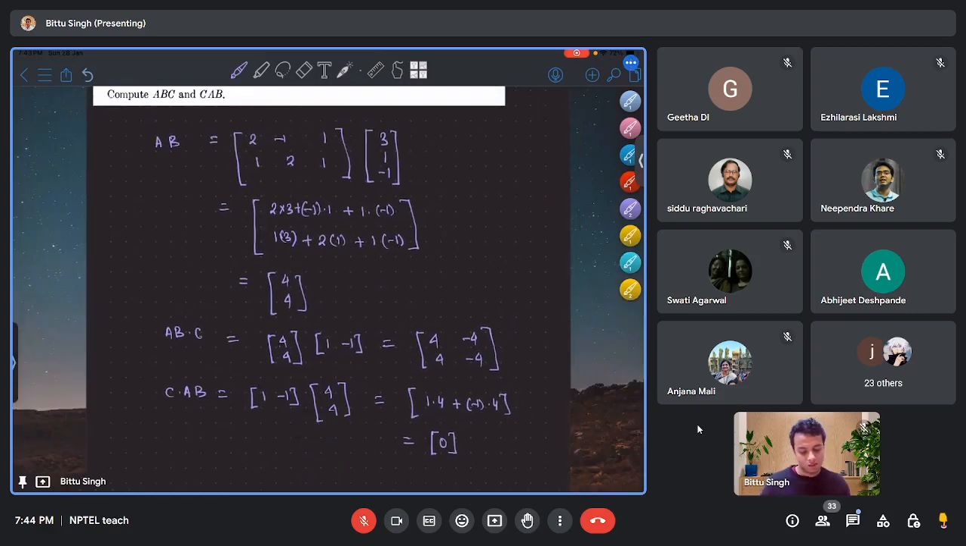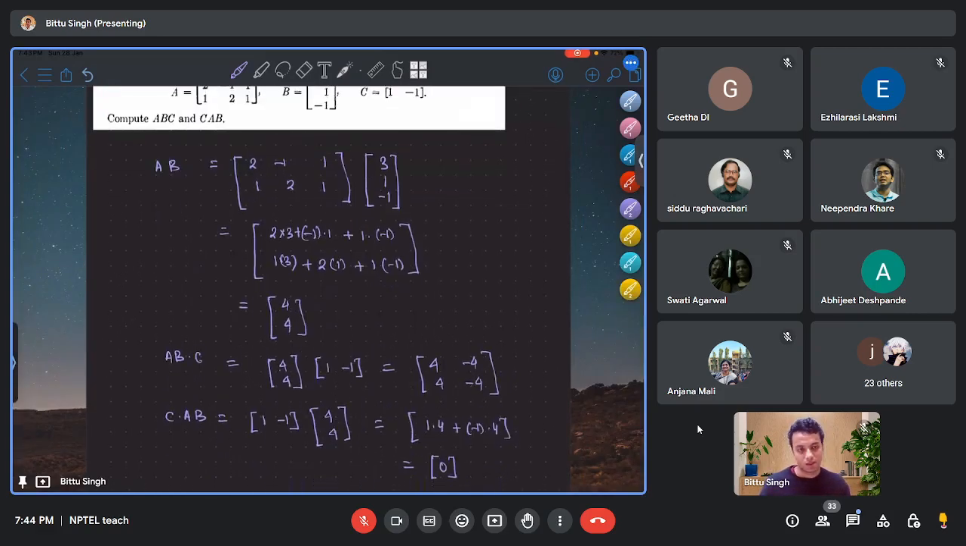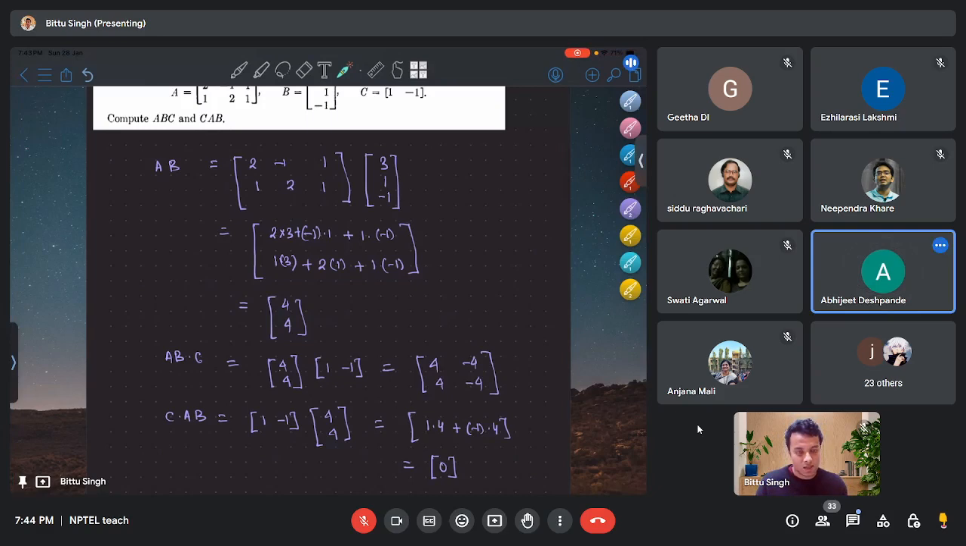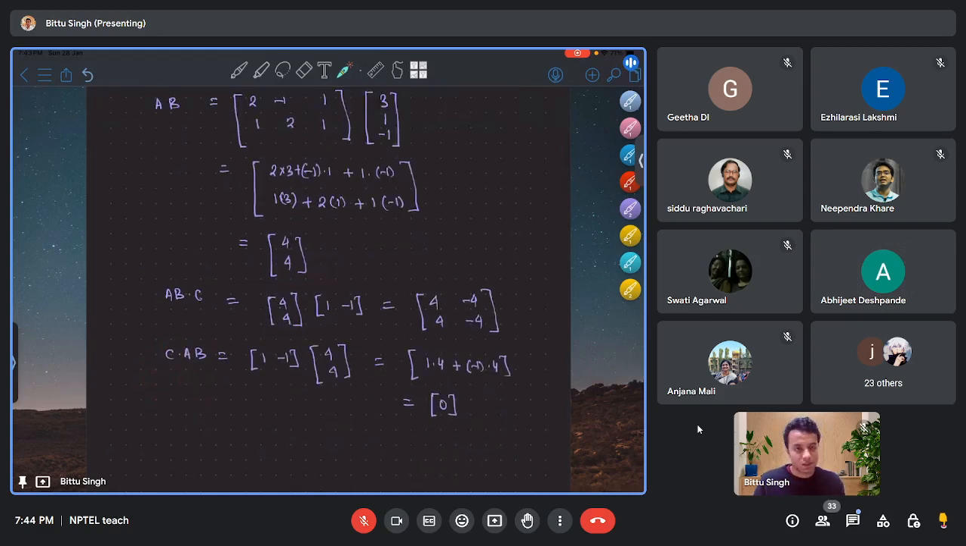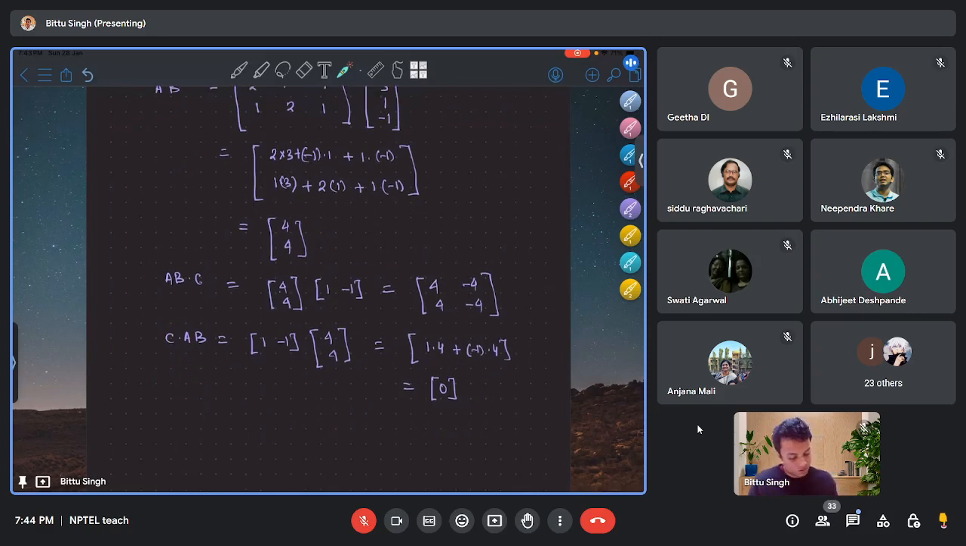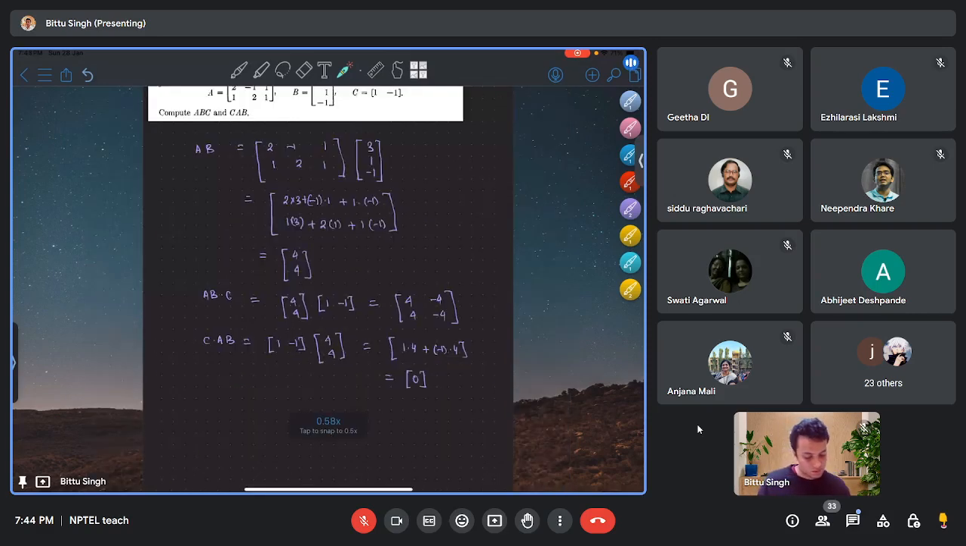So you can see that you cannot compare those two matrices because their order are different. ABC is a 2 by 2 matrix, but CAB is a 1 by 1 matrix. So they cannot be equal. And our guess is right. That is ABC and CAB, that is matrix multiplication is not commutative. If it is commutative, then AB times C and C times AB, those two things will be equal. But you can see that it is not equal. Okay. So this is the answer.